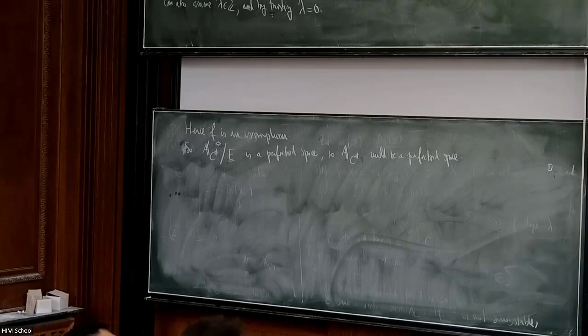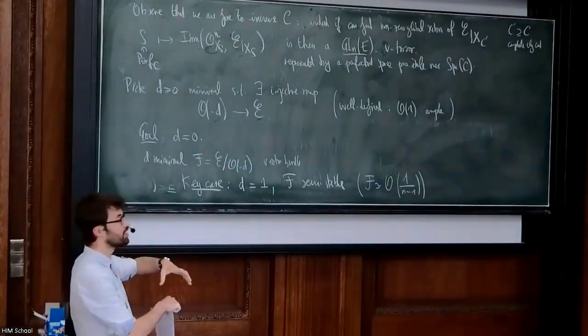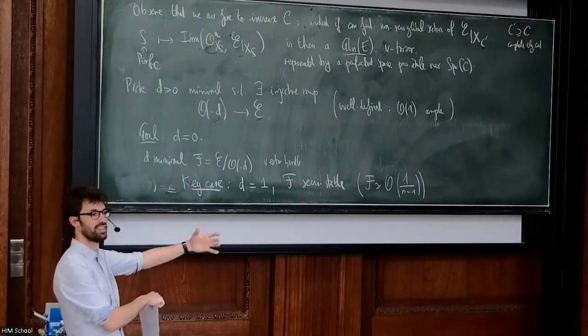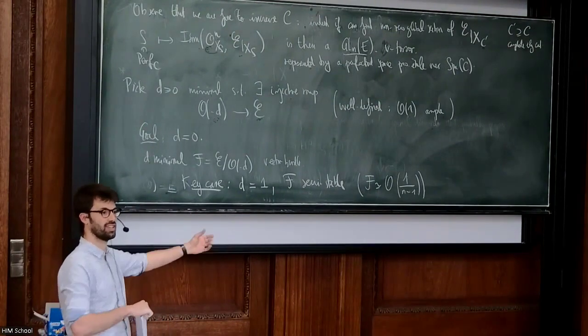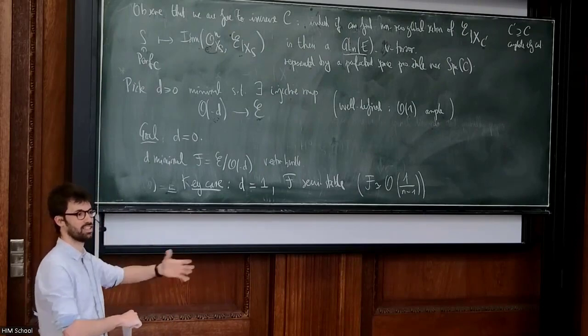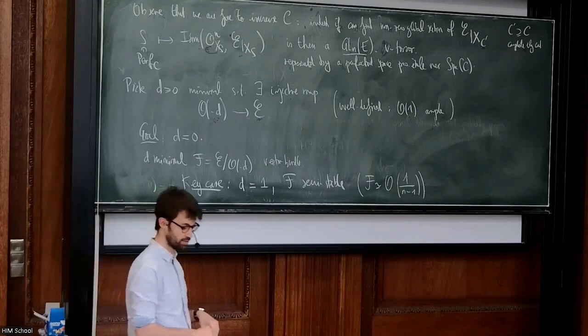Sorry, I said it orally without writing. So the image contains some neighborhood of 0, but the map is E-linear. So I can always scale this neighborhood of 0 by a power of pi, and that will still be in the image. And so then I can cover all of A1.